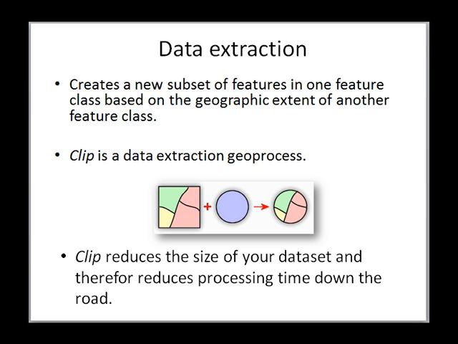CLIP reduces the size of your data set and therefore reduces processing time down the road. So we geoprocess our data to get it into the right extent that we need for a particular project, and that will reduce processing time because we're not working on as big a data set. When you're working with geoprocessing tools in ArcGIS, you'll see diagrams like this one that attempt to show what the tool does. You've got an input data set here. You've got a clip data set you're going to clip by, and you've got what the output is going to be like. And this is what it looks like in the help typically.